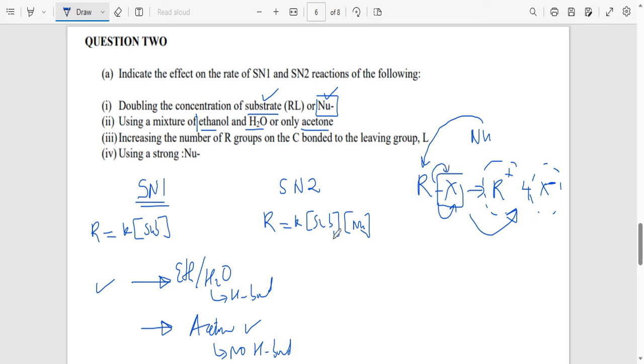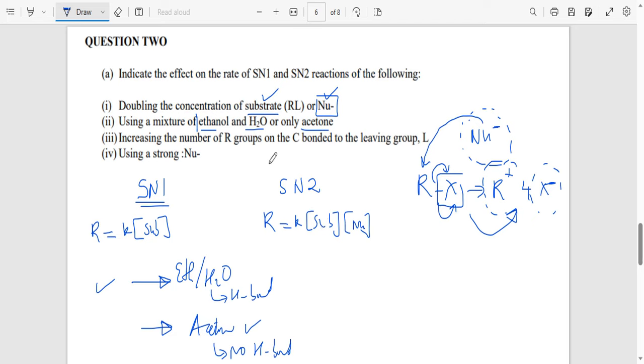So what happens is that when you have a polar protic solvent, nucleophiles are mostly negative. So the polar protic solvent is going to be able to surround the nucleophile. The water is going to surround the nucleophile via hydrogen bonds. So the nucleophile is going to be weakened such that it will not be able to attack the alkyl halide, and because of that, the reaction is going to slow down.